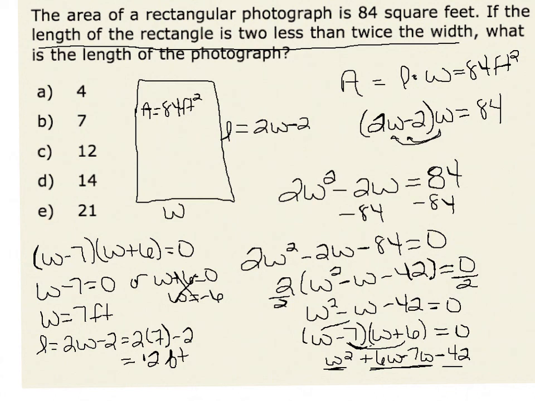Let's just verify that I have the correct length and width. I know that my area is equal to length times width. If my length was 12 feet and my width was 7 feet, I can see that 12 times 7 is indeed 84, verifying that the area of my rectangular photograph is indeed 84 feet squared.